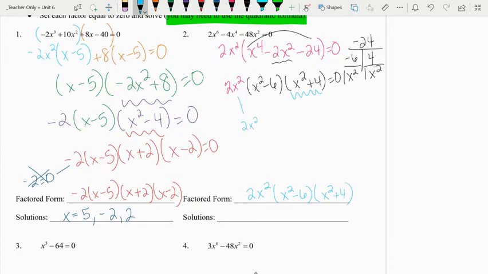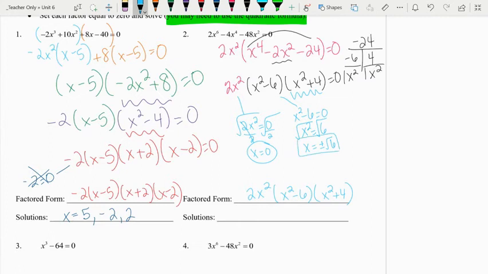Now, this time, when we set 2x squared equal to 0, if we divide by 2 and take the square root, you would end up getting 0. Okay, now, no, there's no positive and negative 0, but we know that. The next one is x squared minus 6 equals 0. We would add 6 and then take the square root. Now, remember, when you take the square root, it is a plus or minus.